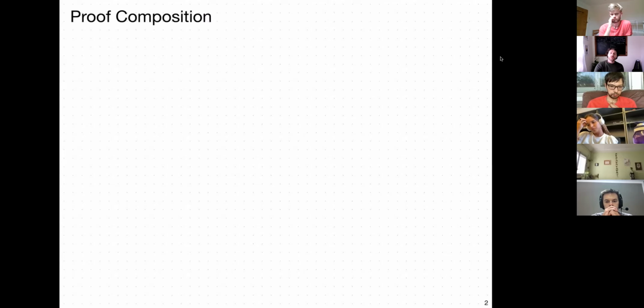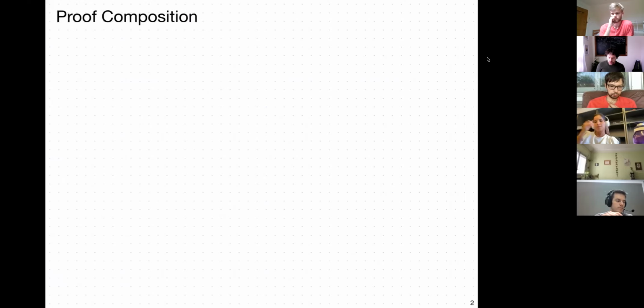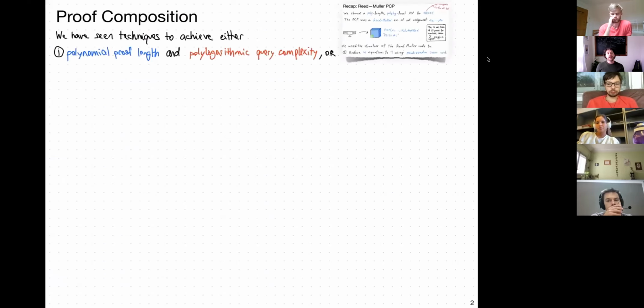So what is proof composition? Why should we care about it? Well, so far we've seen techniques that achieved either relatively short proof lengths and relatively large query complexity. So, the Hadamard PCP, where we have polynomial proof length, but polylogarithmic query complexity.